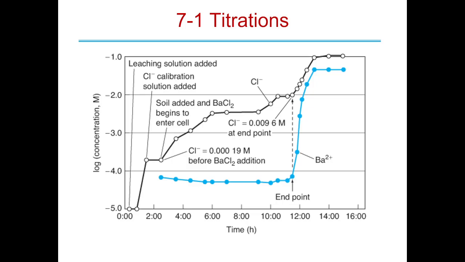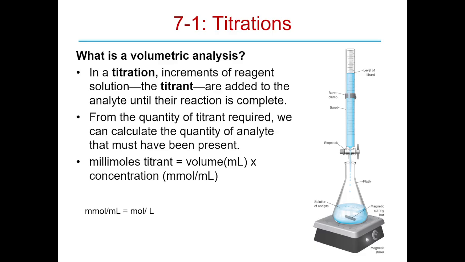Now, your endpoint isn't actually always perfect. Okay, and we'll talk about that a bit more. But first we need to understand titrations, get you reviewed. So what is volumetric analysis and a titration? The increments of the reagent solution, which are called the titrant, are added to the analyte until the reaction is complete. So the analyte, like every other part of this class, is the thing you're trying to determine, right? You're analyzing the analyte. The titrant is the thing you add to it in the titration. Okay? You got the terminology down? Okay.